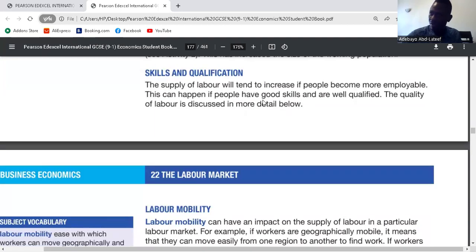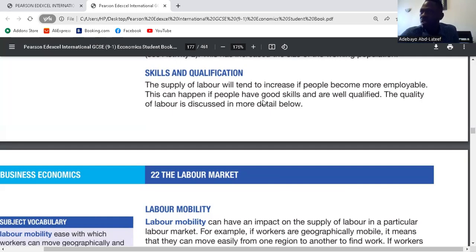The kind of jobs that are available, if the involvement of the job is for qualified workers, let me put it this way. For skills and qualification, let me read it so I can put it together. The supply of labor will tend to increase if people become more employable. This can happen if people are well qualified. The quality of labor is discussed more. Okay, what they are saying is this. The skills and qualifications is also a factor that increases or reduces the supply of labor.